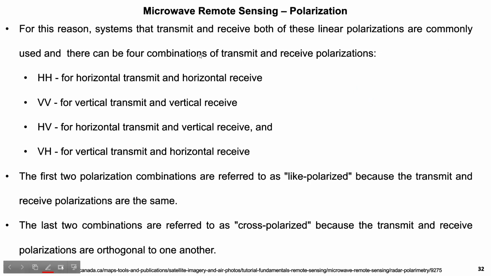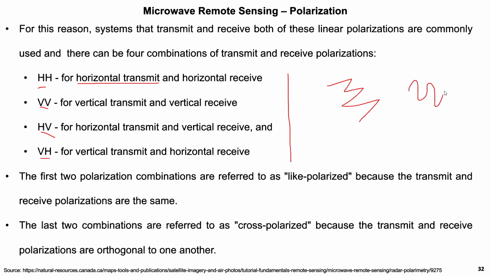So in radar, we have different combinations. The four primary combinations which any microwave satellite uses are HH, VV, HV, and VH. HV means you're transmitting pulses in the horizontal direction, but receiving pulses in the vertical direction. I will show one animation so you can understand that. The first two categories are called like polarized, and the last two are called cross polarized, because you have a horizontal transmit and a vertical receive, and they are orthogonal to each other.